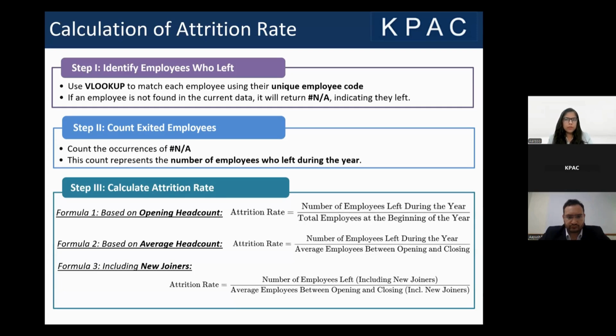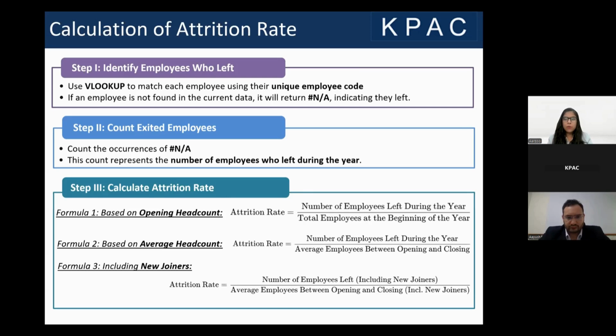Now, coming to step 3, once we have the total number of exited employees, we can calculate the attrition rate using different formulas based on headcount considerations. You can see here we have 3 formulas mentioned. The first formula is based on the opening headcount. This formula gives you a straightforward attrition percentage based on the opening workforce size.